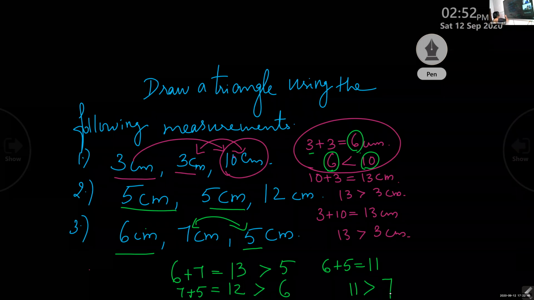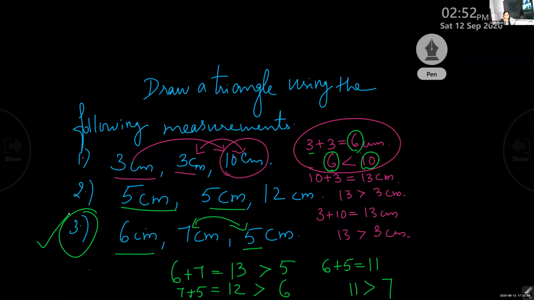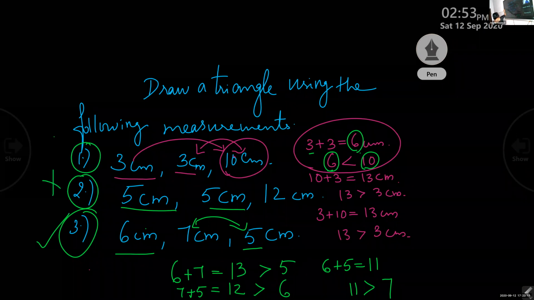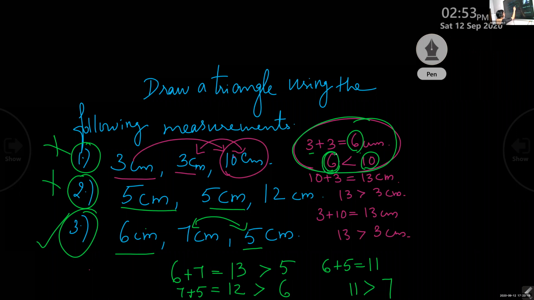That's why you were able to draw a triangle with the third set of measurements. Why? Because any two sides of the triangle you add, you will get it greater than the third side of the triangle. But you can check this one also, it is not possible, because in one set, the sum of any two sides is less than the third side. So you cannot draw the triangle.